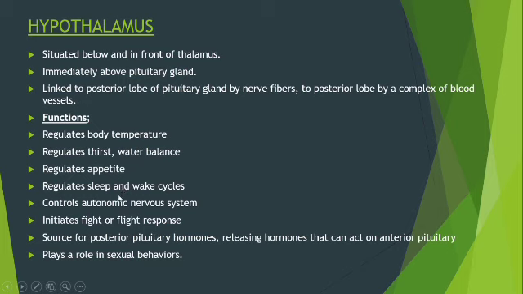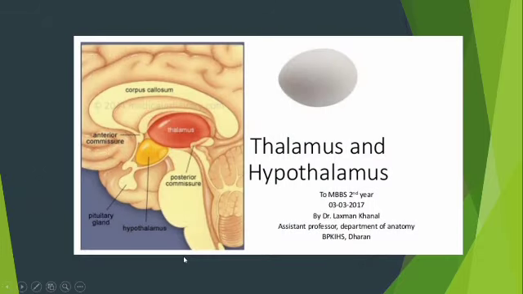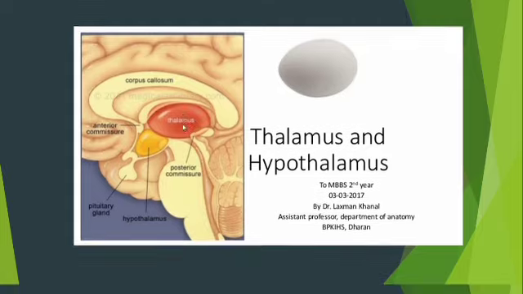Also, hypothalamus controls autonomic nervous system, and it initiates fight or flight response. And hypothalamus is the source for posterior pituitary hormones, releasing hormones that can act on anterior pituitary gland. And also hypothalamus plays a role in sexual behaviors. Here in this diagram, hypothalamus is highlighted in yellow color and thalamus is highlighted in red color.